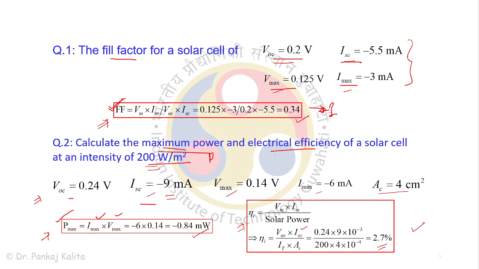And the second thing is our electrical efficiency. We have seen this formula. Your efficiency is equal to output upon input, which will be equal to Vm into Im upon your solar power, which will be IT into AC, incoming intensity into the area of the solar cell, right? So you can put that in the formula. You can see the efficiency is 2.7%, very low, right? It's of a single solar cell that we are talking about.